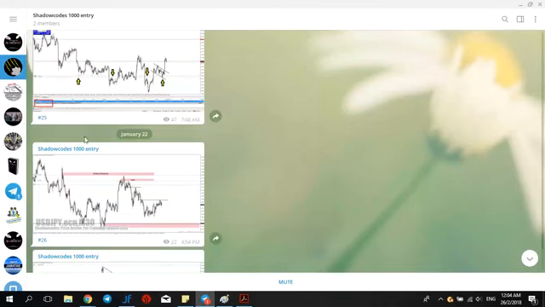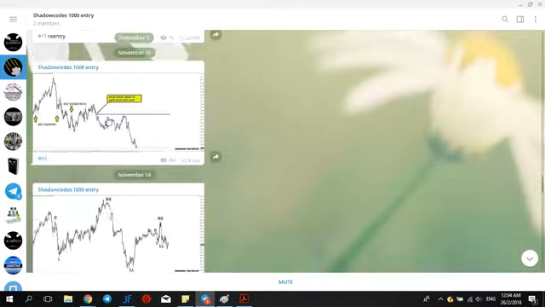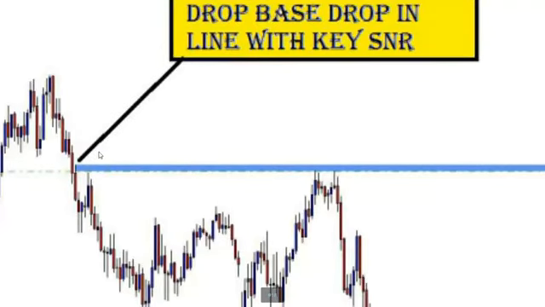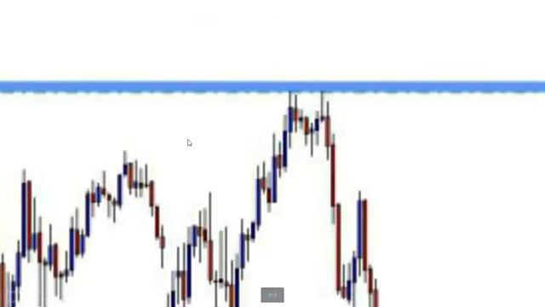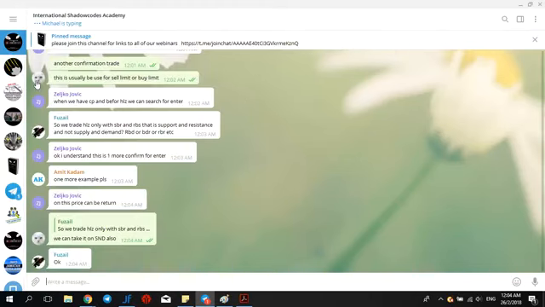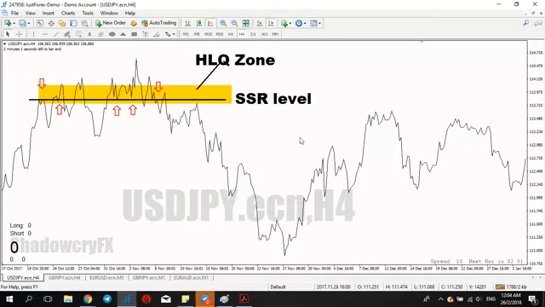Look, for example, I take this one on a drop base drop. Look, drop base drop in line with SSR, right? This is a drop base drop, and this is the entry, right? So I will show one example for Amit. Amit, one example. Let's change to line chart again.